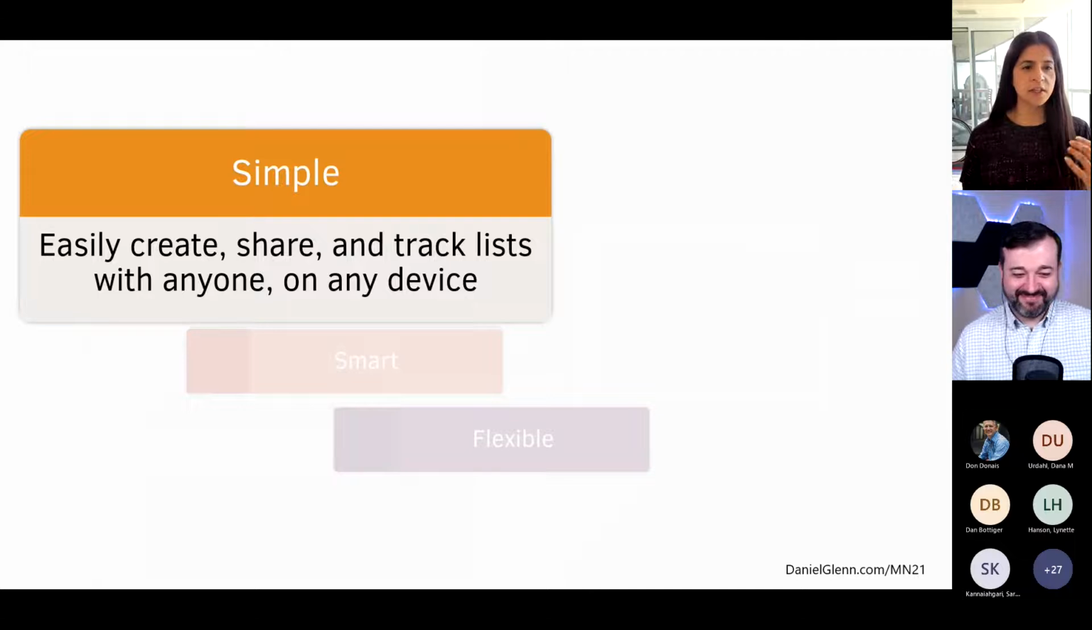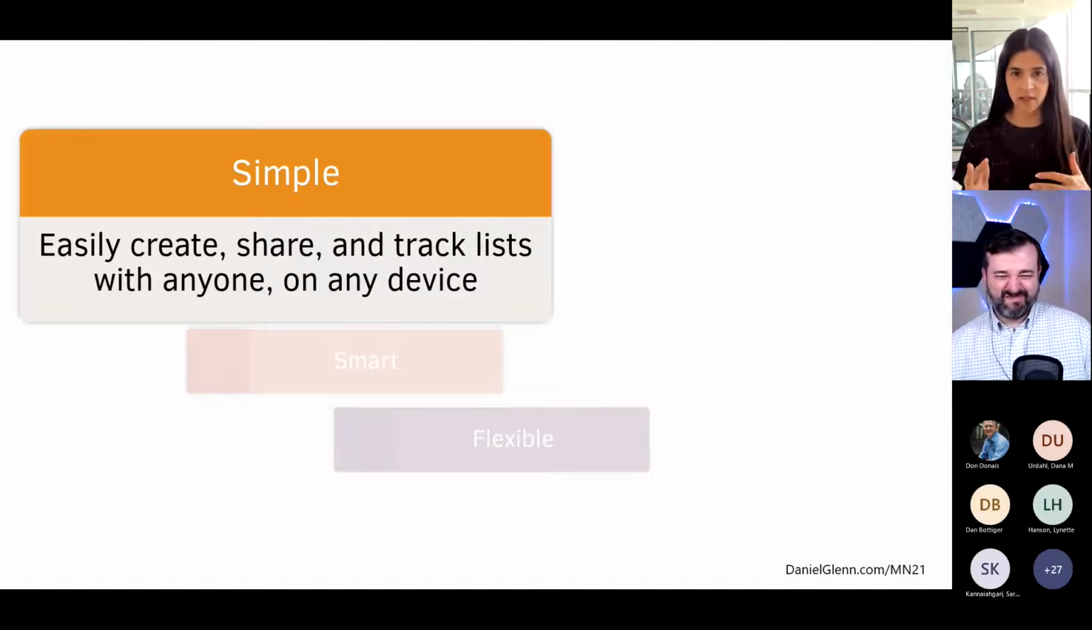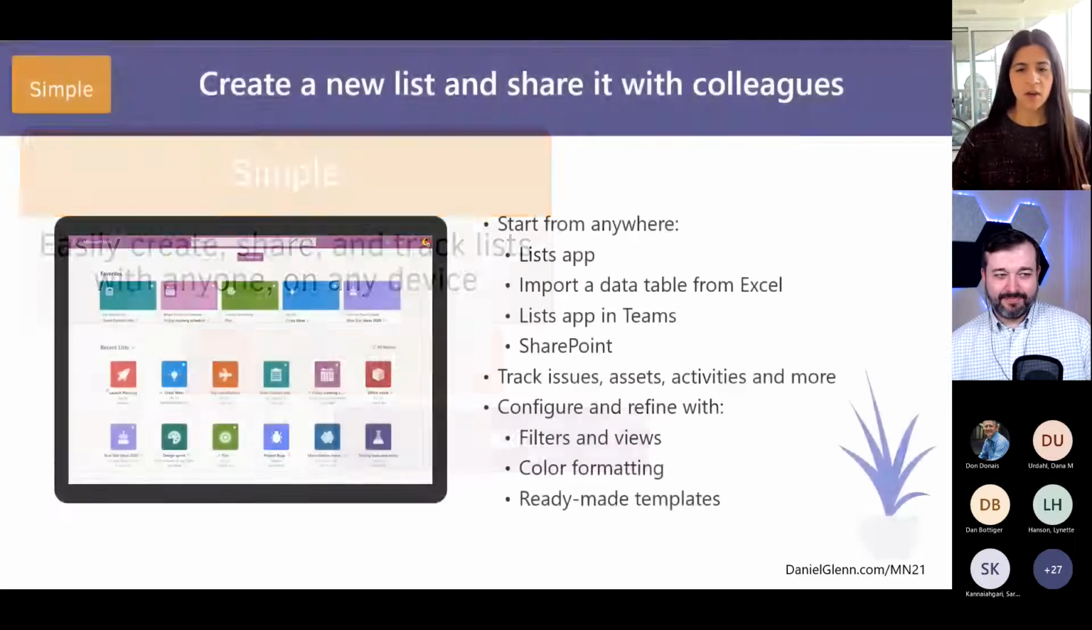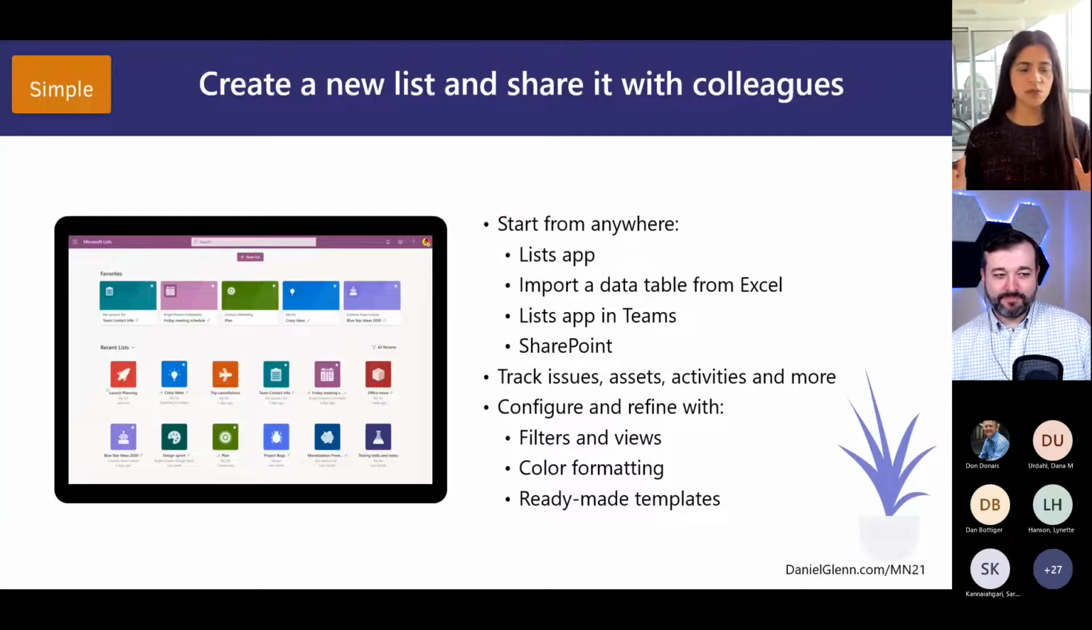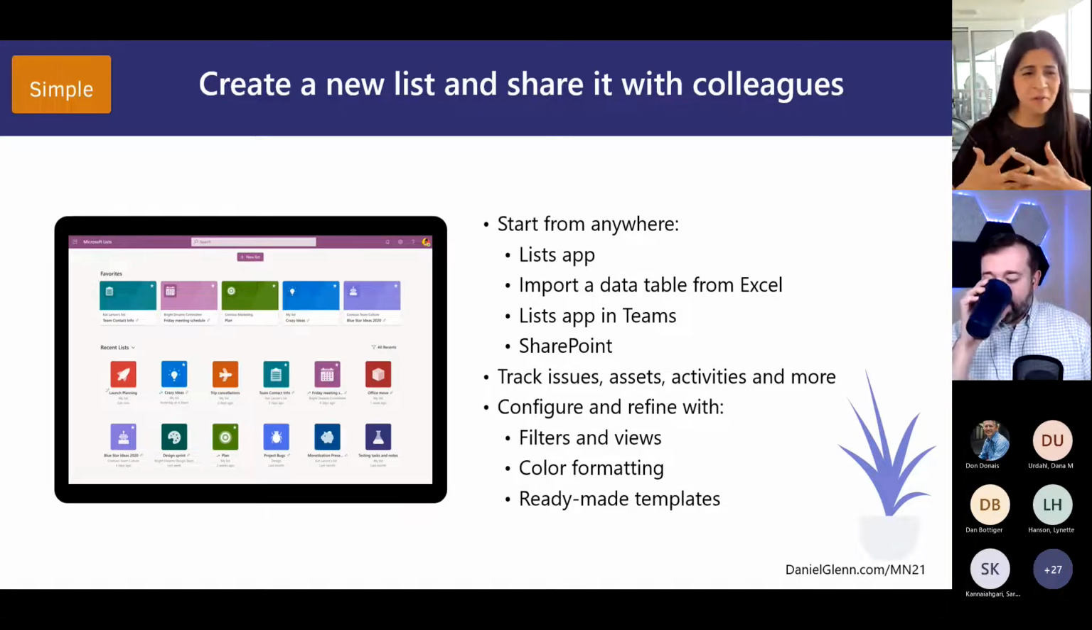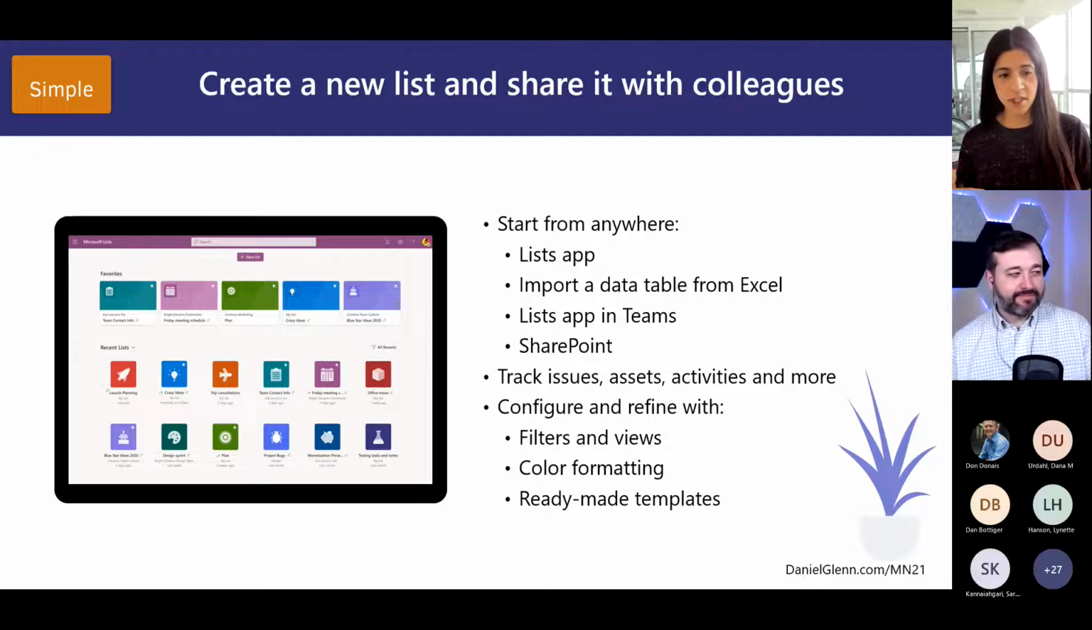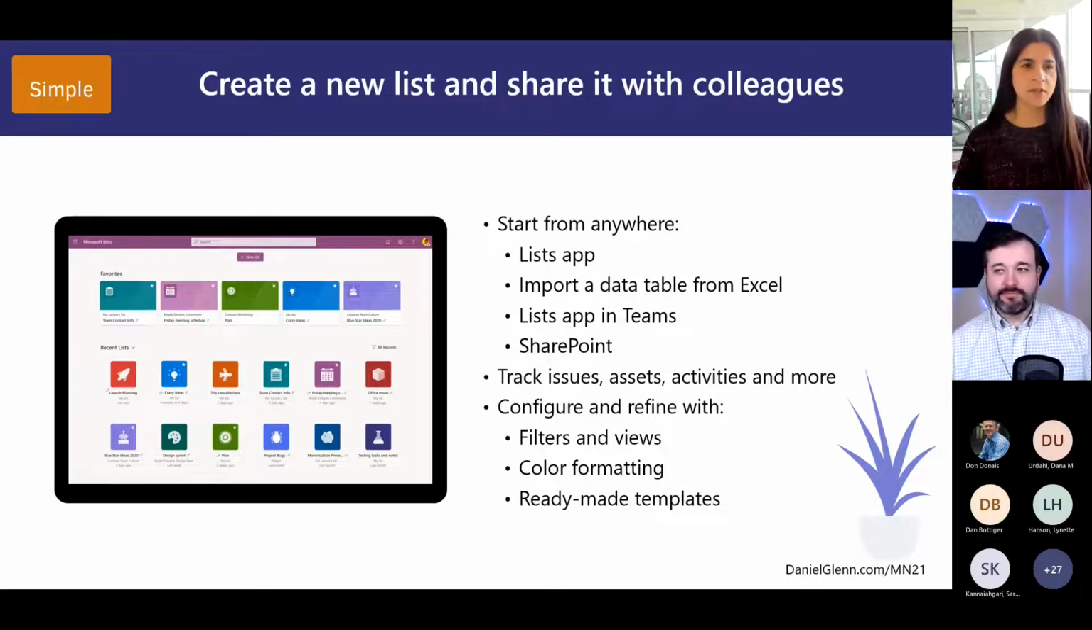So lists are easy, they're simple, you can create them, you can track lists with anyone on any device. And if we go to the next slide here, in terms of creating new lists, it's so easy. You can go to the lists app, you can import an Excel sheet that you're currently working on, you can add a list from Teams, you can add a list from SharePoint. I'm sure there's many more places to create lists from, but those are the main ones. And you can instantly start tracking these lists. You can configure your views, which we will actually go into and show you as well. But the biggest thing here is that you have ready-made templates.